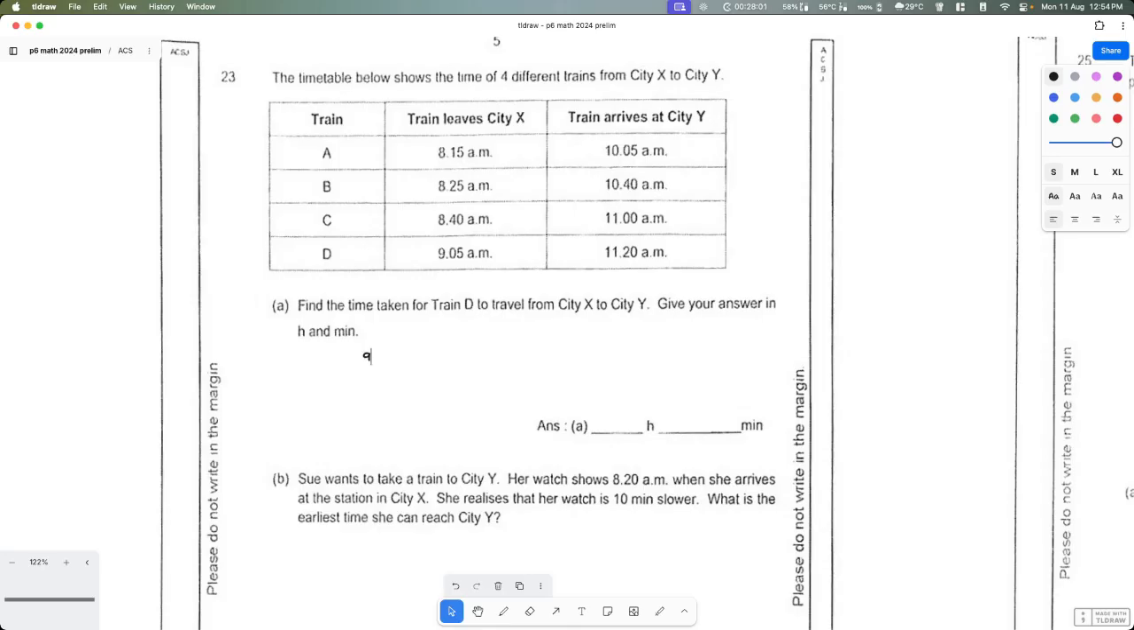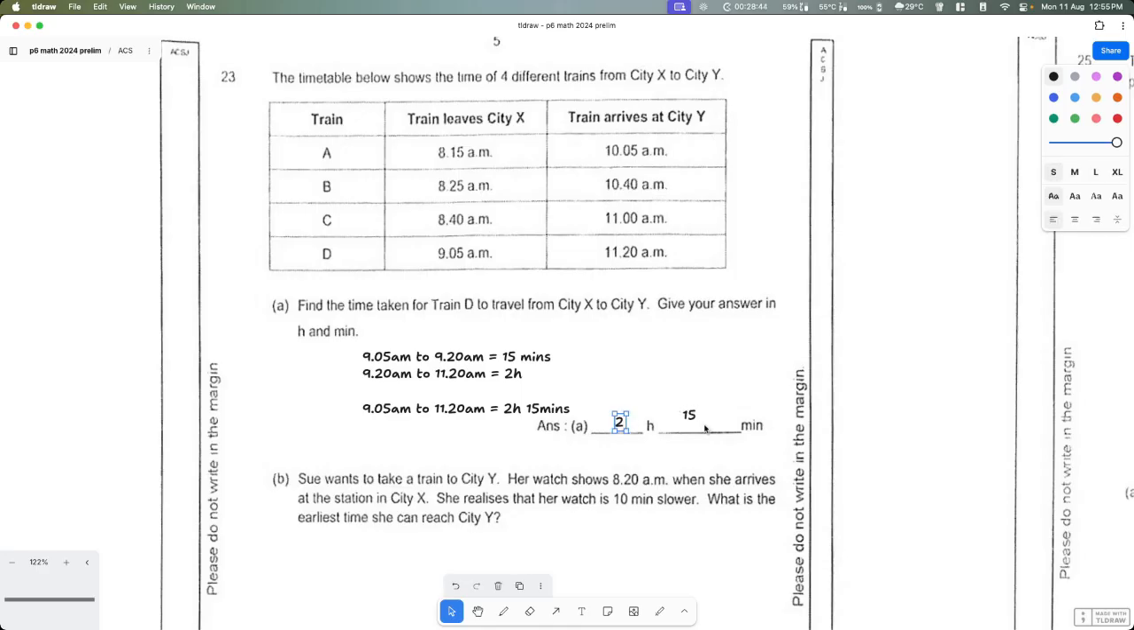Okay, so city X to city Y. 9:05 a.m. to 9:20 a.m. is equal to 15 minutes. So 9:20 a.m. to 11:20 a.m. is equal to 2 hours. So that means 9:05 a.m. to 11:20, in this case, is equal to 2 hours and 15 minutes. There you go. So the answer to this is 2 hours and 15 minutes.